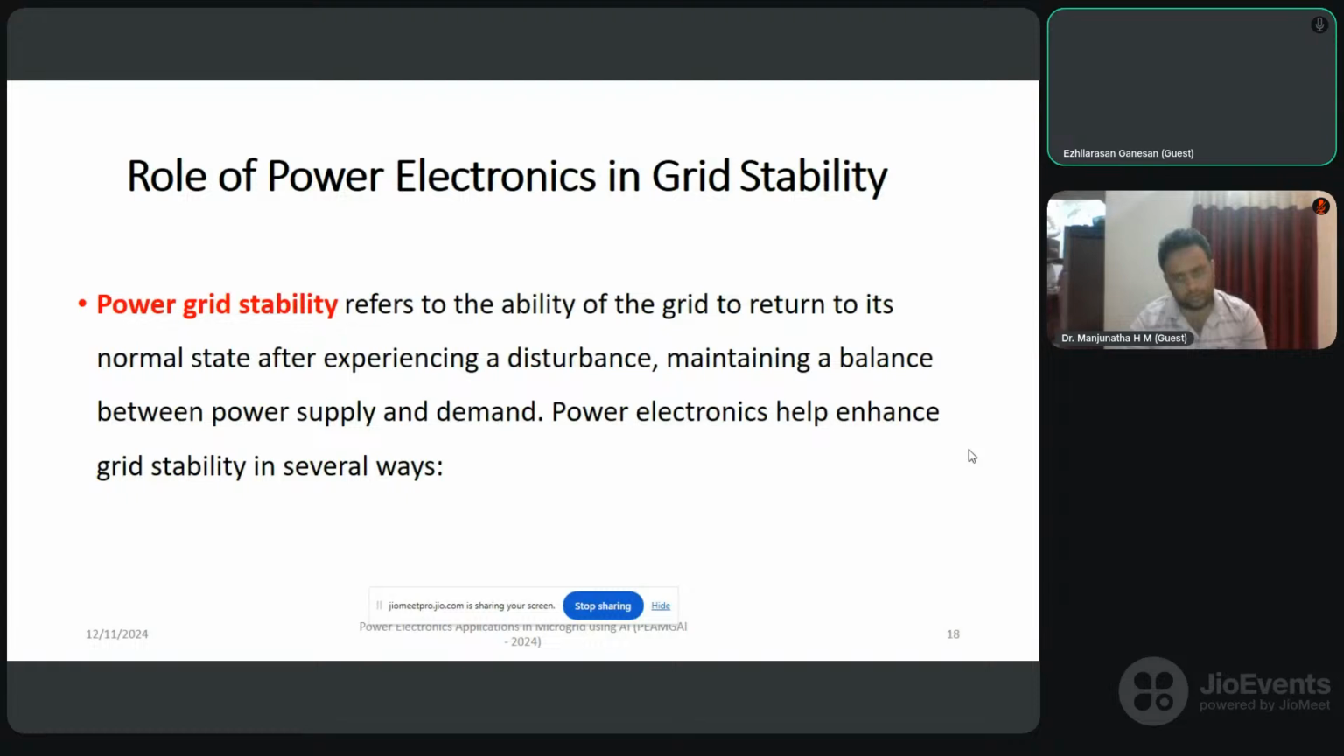To connect the entire grid back into action, it may take a lot of hours, as said by some power electronics engineer, or even 1 day or 2 days. So grid stability is very, very important. Nowadays, this is not happening. If it happens, it is a big event in power systems. It will affect the entire nation actually.